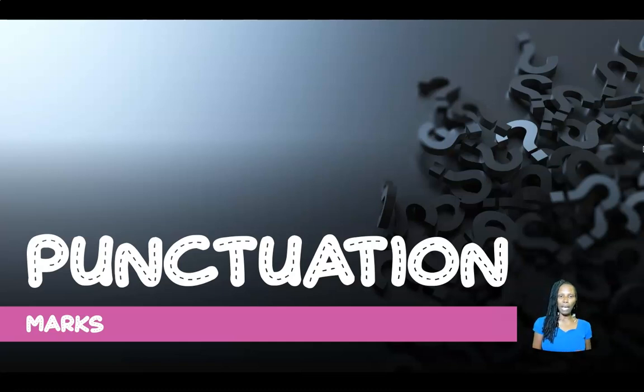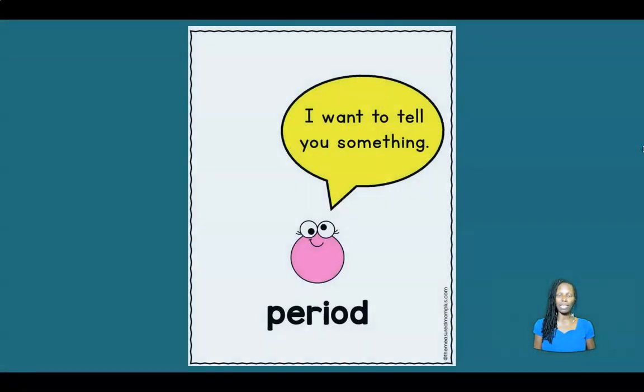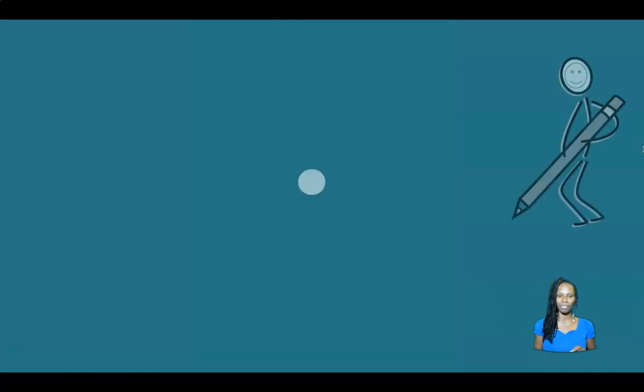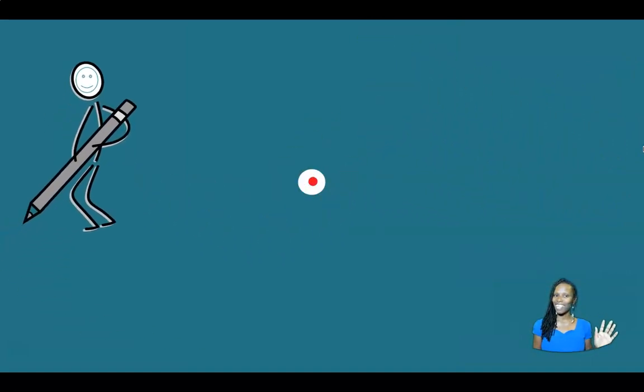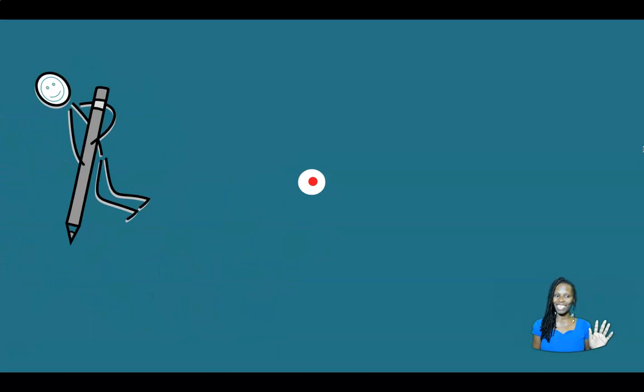One type of punctuation mark is a period. Another word for period is full stop. Now, a full stop or a period tells us something. It comes at the end of a sentence that tells us something. So, this is how we would write a period. It's just a little dot. That's how simple it is.